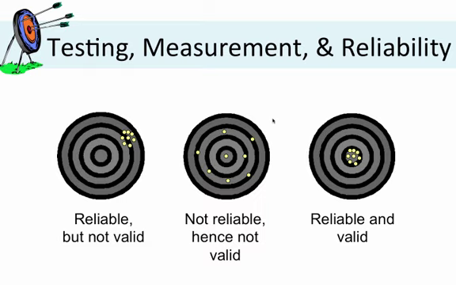In the second example, you can see that my arrows or darts are all over the board. So every time I take the test, it's again kind of a random guess what my test score is going to be. Sometimes it's high, sometimes it's low. So it's certainly not reliable. And in the world of testing and measurement, if it's not reliable, it cannot be valid.